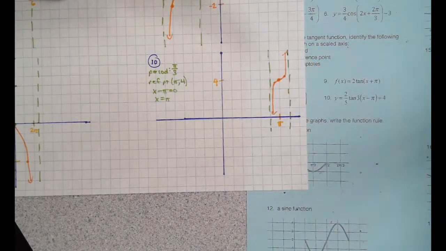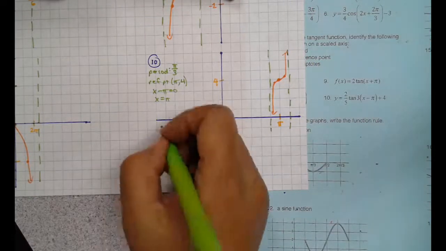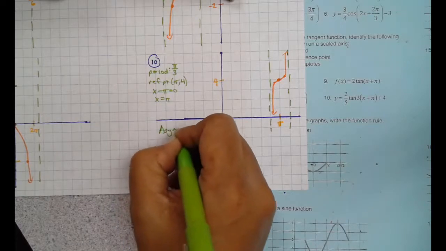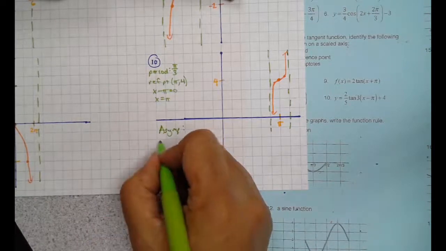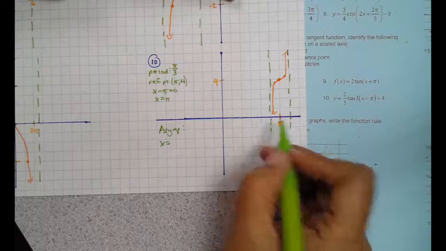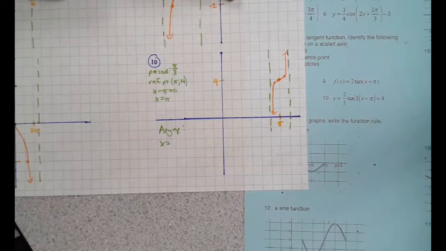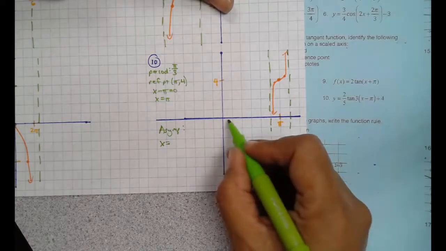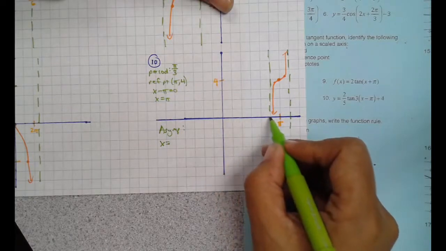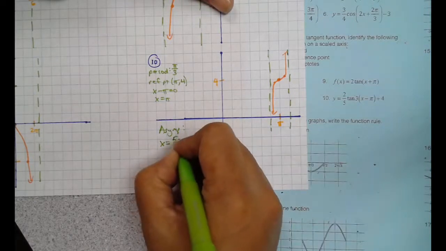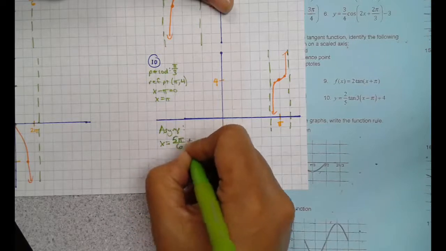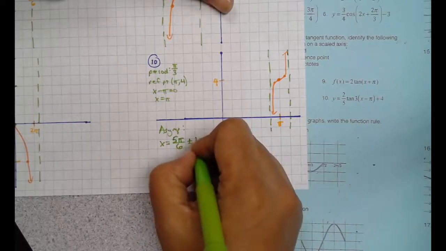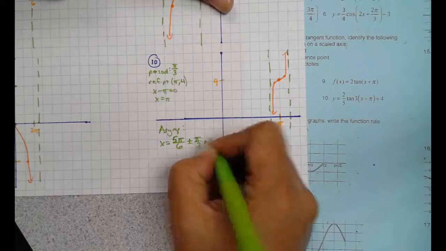Okay. And then let's find the equation of the asymptote. So we start off with x equals and pick one of these two. Now I know I didn't write down what those values are, so it doesn't matter. I'll pick this one. So this is 1, 2, 3, 4, 5, 6. So 5 pi over 6 plus or minus the period, which is pi over 3n.